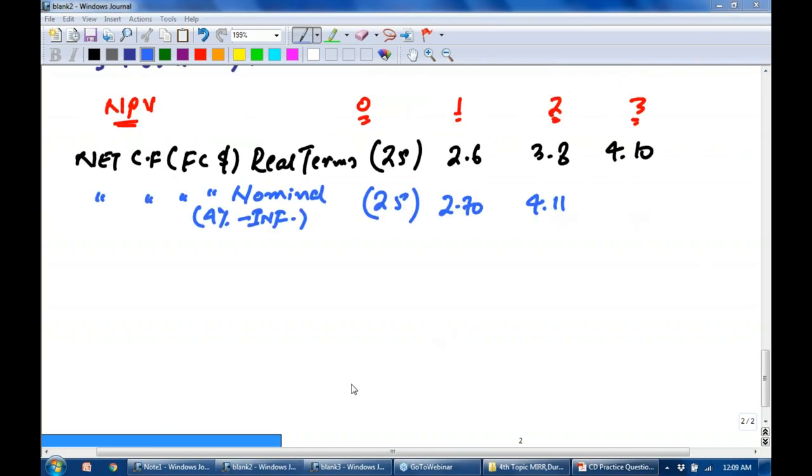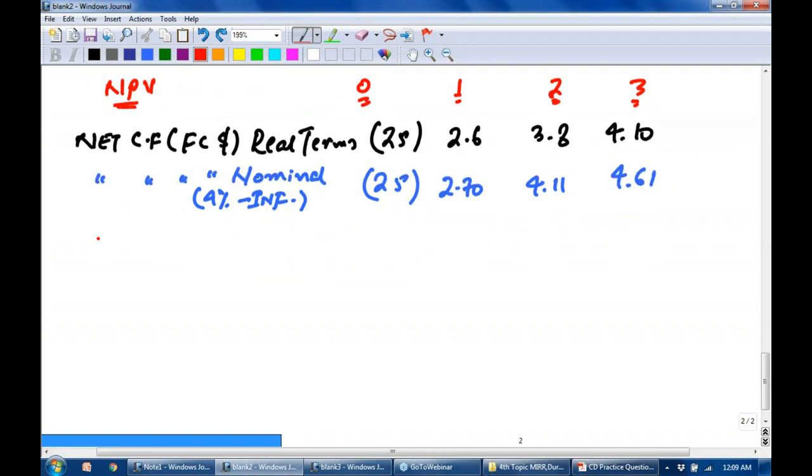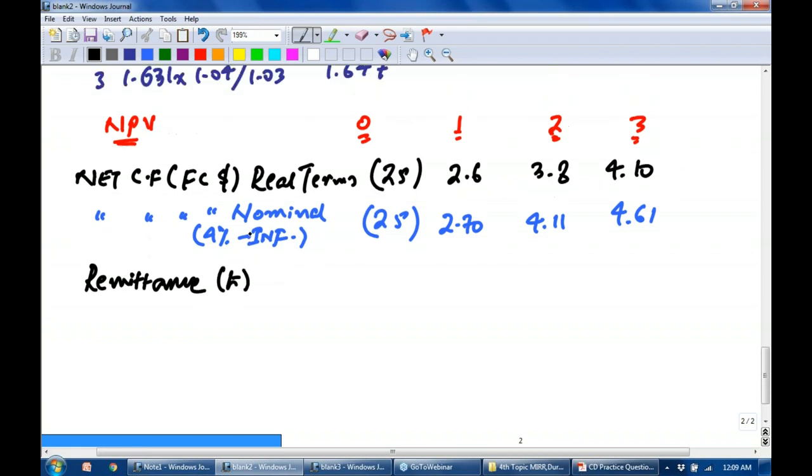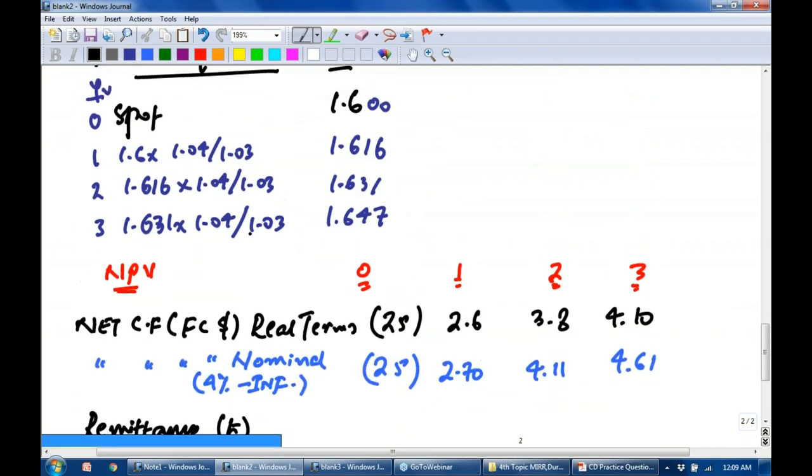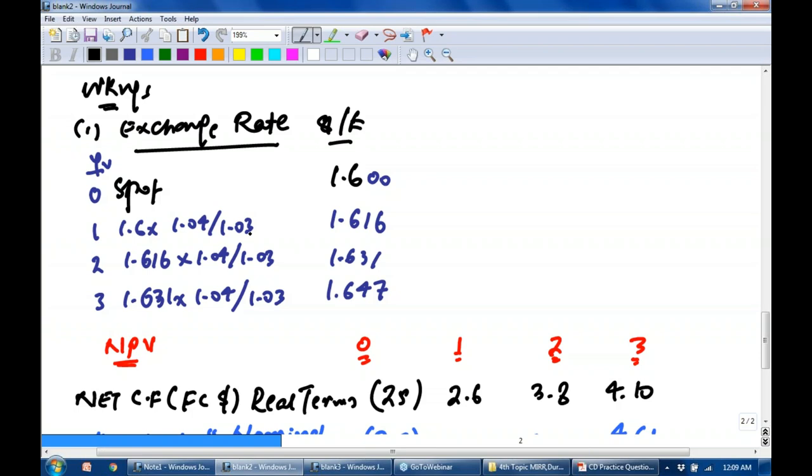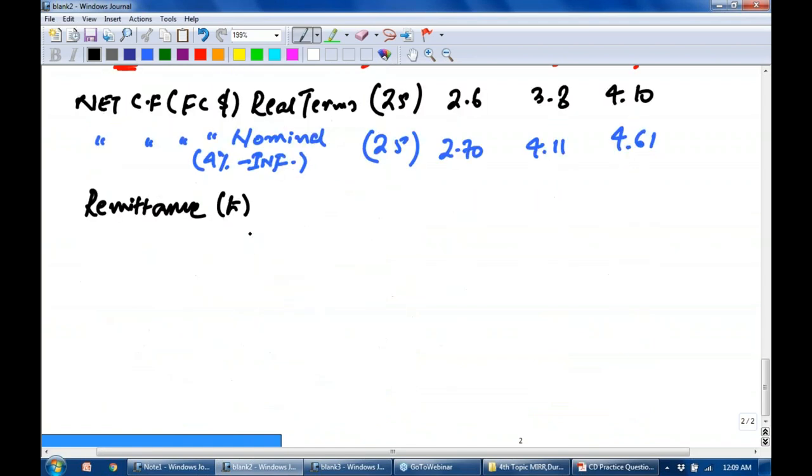Candidates, that is 4.612. Yes, very good. Now we need to convert into the local currency, and we will call it remittance. $25 converted dollars over sterling is 25 divided by 1.6. That is 15.625, 15.63.